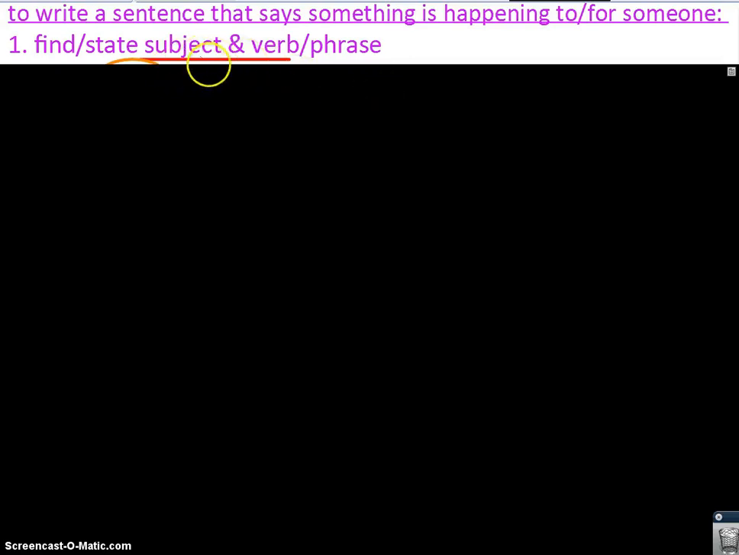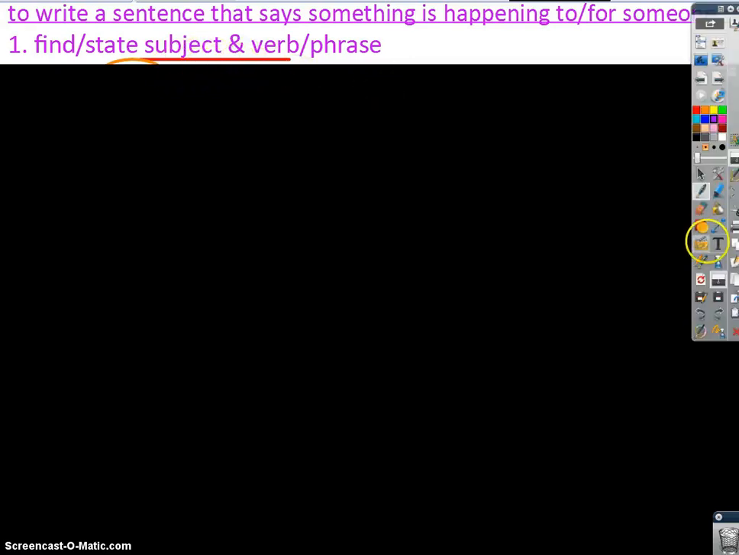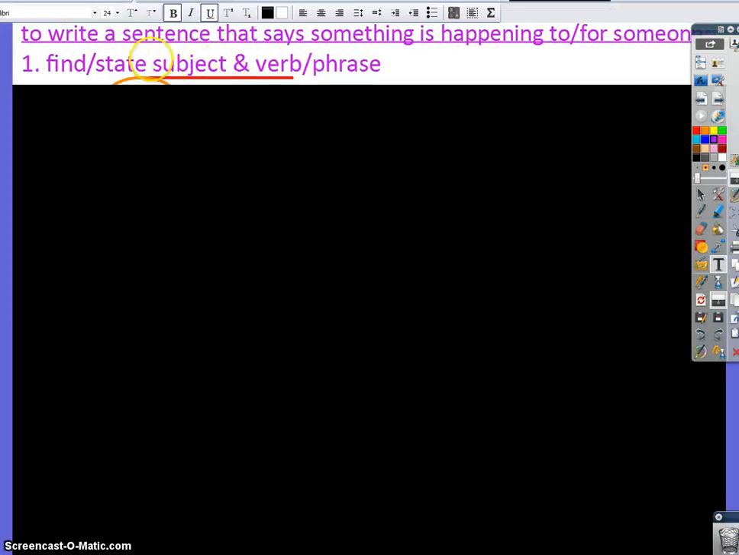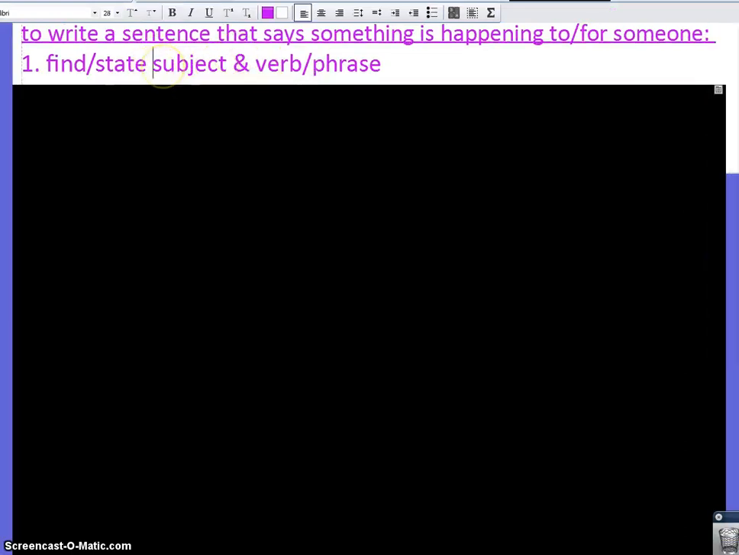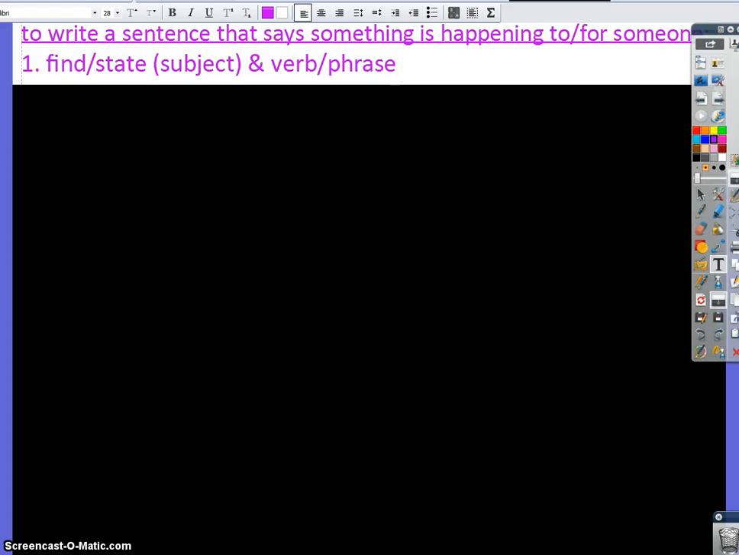Notice I've underlined subject and verb phrase. Please do that as well, because we're going to be diagramming sentences together a little bit. And this is how we label them. I'm going to put subject in parentheses because you guys know that in Spanish you can sometimes leave out a subject if it's already clear.